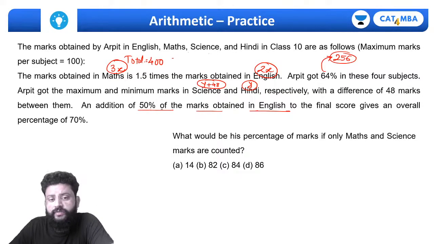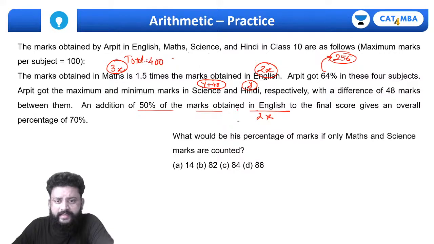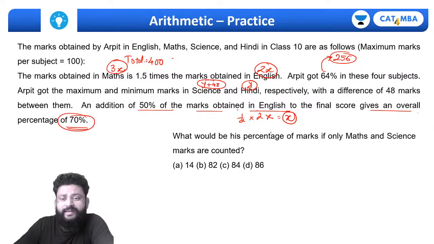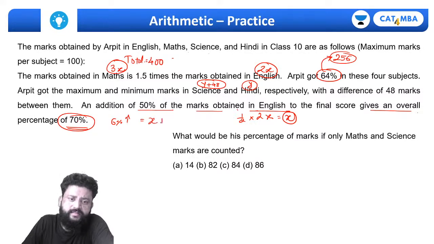Then an addition of 50% marks obtained in English. So what is 50% of English? Is 2x का half, that is half of 2x, which is x. To the final score, it gives overall percentage उसका 70% होगा. That simply means पहले 64% था, अभी 70% हुआ. That is an increase of 6% just by increasing his score by x.